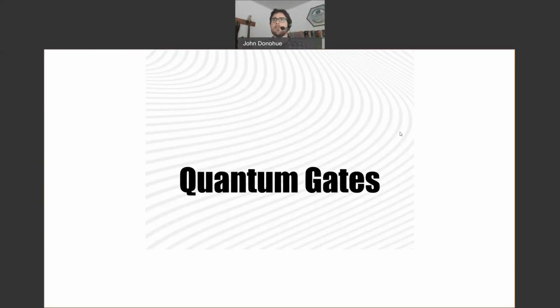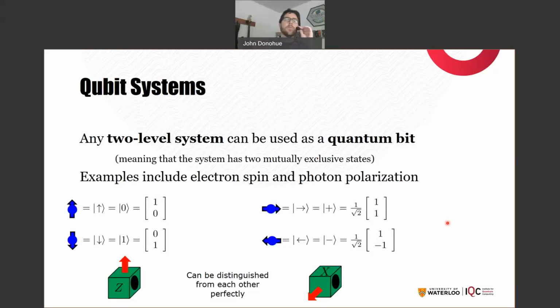Okay? So let me get my laser pointer out and let's do this. Just as a quick refresher of what we had before the break, any two-level system can be thought about as a quantum bit. What I mean by a two-level system is a system that has two mutually exclusive states. So that could be the polarization of a single photon, or the spin state of an electron. These are only two of a large number of examples.